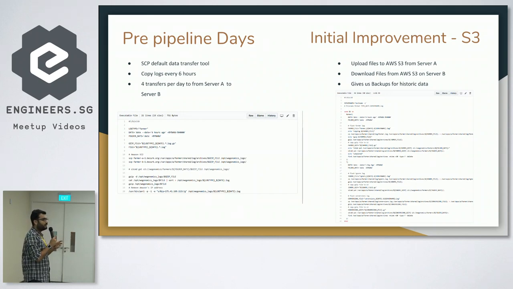We don't have any of that data. We already took that data, summarized it for business, and we only have that. We have lost a lot of information. The first thing was, because we wanted to store that as backups, we started leveraging the cloud.